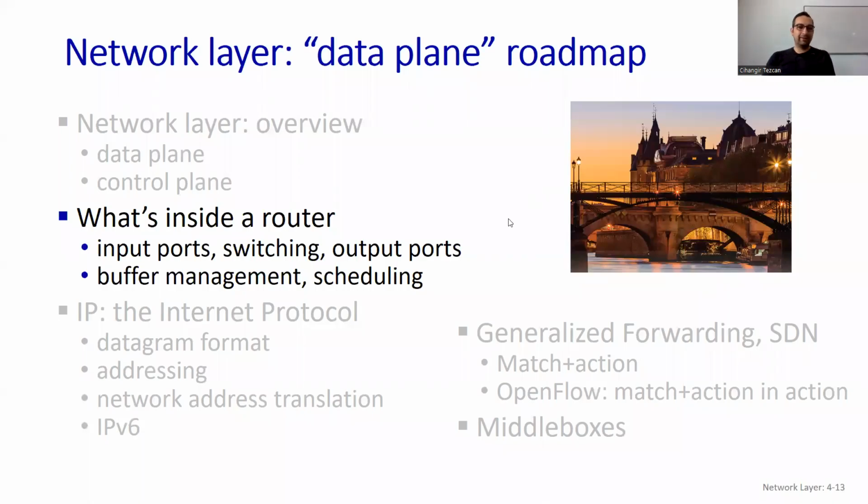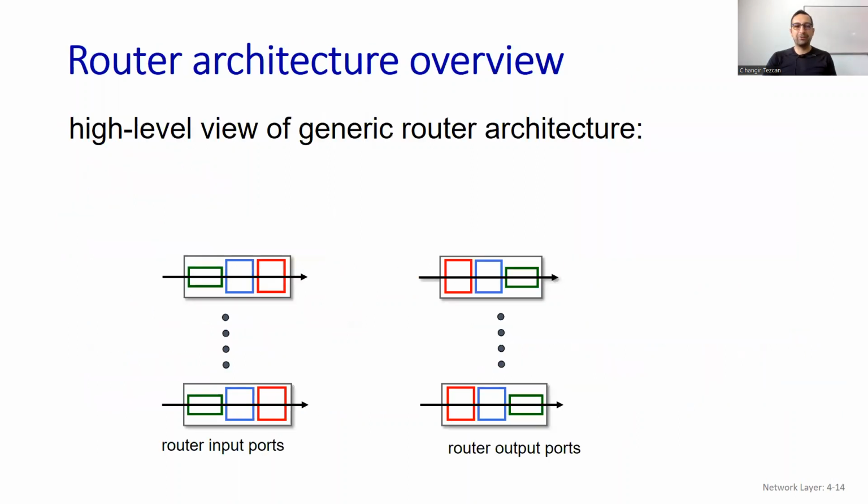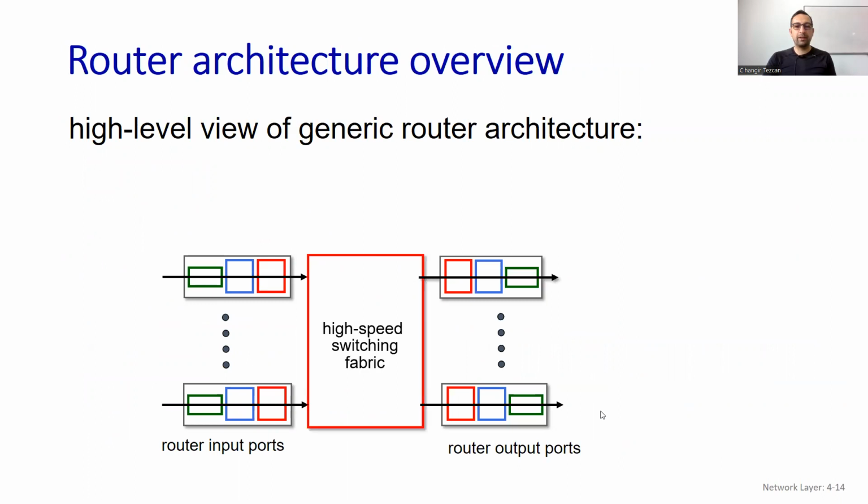All right, so let's see briefly what is inside the router. We will talk about input ports, switching, output ports, buffer management, and scheduling. So let's look at the picture. This is a high-level view of a generic router architecture. There are input ports and there are output ports.